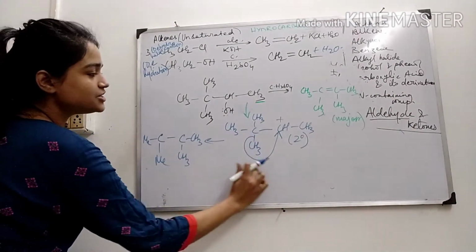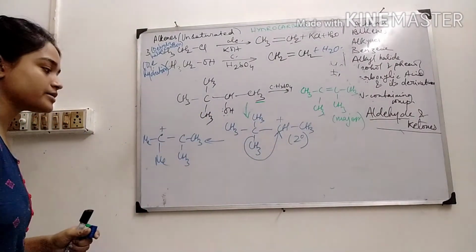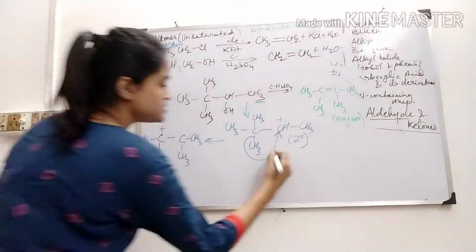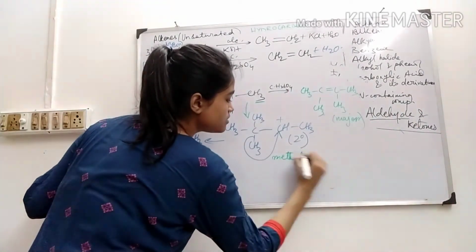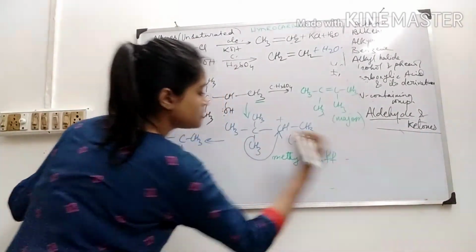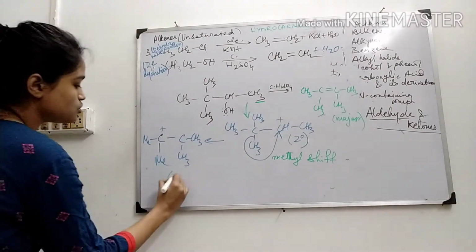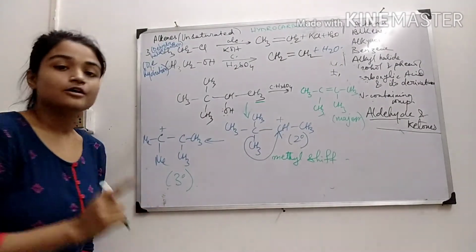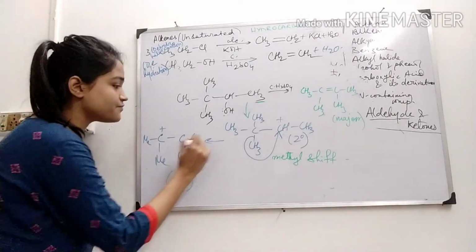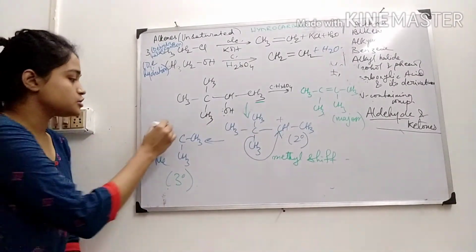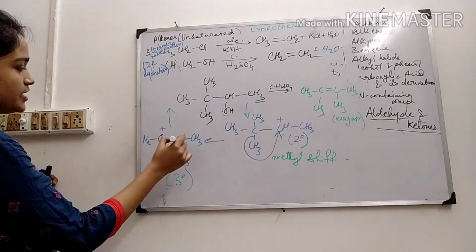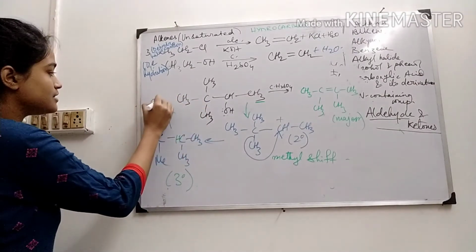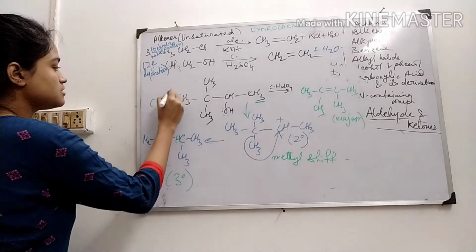So this methyl is shifted, so there will be formation of a carbocation here. So this is a methyl shift. This will give rise to a 3-degree carbocation, which is more stable than this 2-degree carbocation. That's why methyl has shifted to this carbocation. This will now lead to the formation of the alkene. Okay, there is an H, so this H will be eliminated and this will form this product.